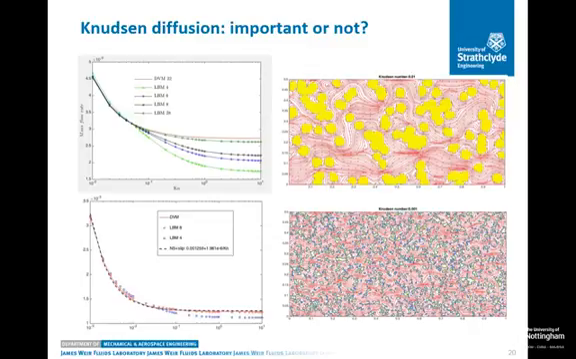Here is mass flow rate against Knudsen number for this setup. The red line is the accurate solution. For this relatively simple geometry, if you only solve slip flow with a first order slip boundary condition, you exclude the Knudsen diffusion effect. With increasing Knudsen number, you get quite a big difference in the prediction of the mass flow rate. But once you increase the complexity of the geometry, the difference becomes very small.